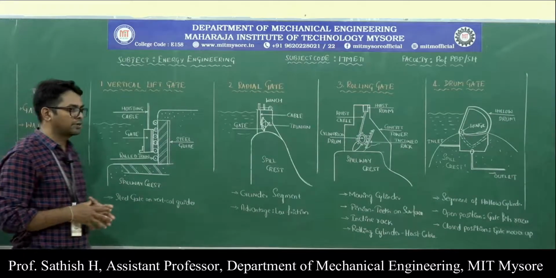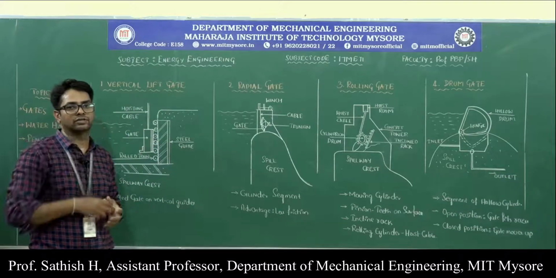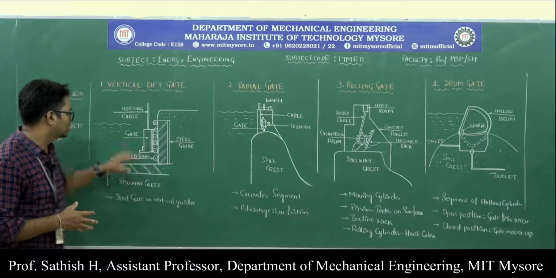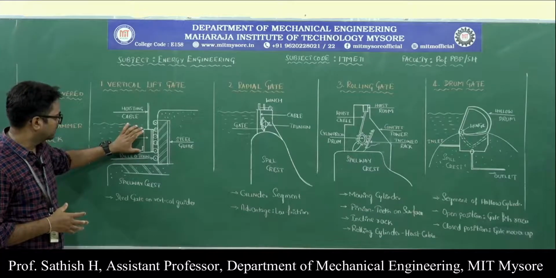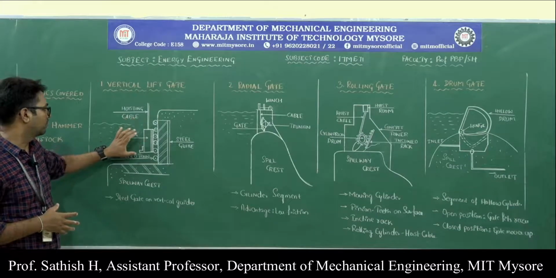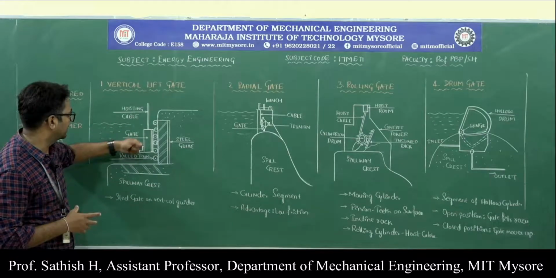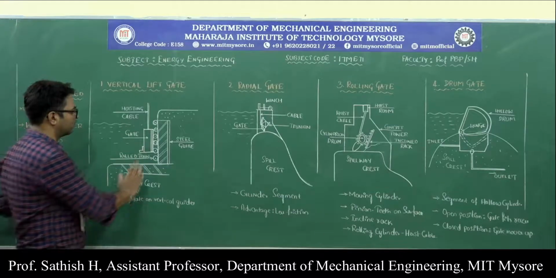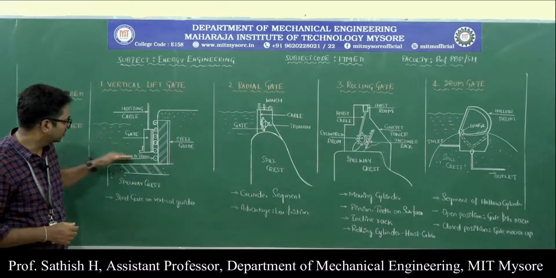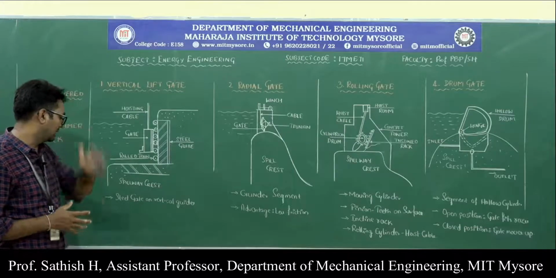During the operation of this vertical lift gate, by lifting it vertically upward, the gate is opened so that the water flows out of the reservoir. If the gate is exactly at this position, it is in a closed position. If you want to open it to whatever extent you want, you can lift the gate with the help of the hoisting cable, and it moves upward. Then there is a gap between the crest and the gate, through which the water can flow out. So that is about the vertical lift gate.